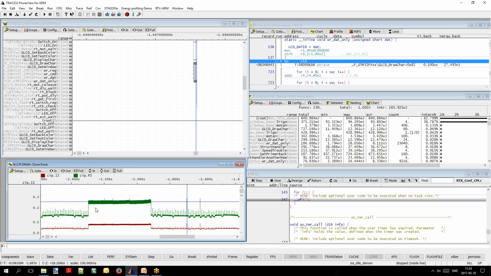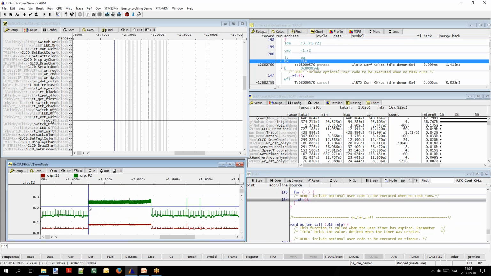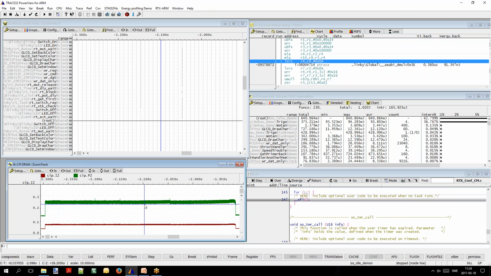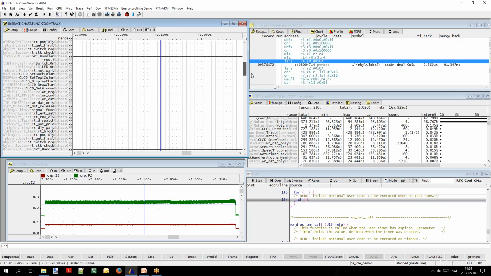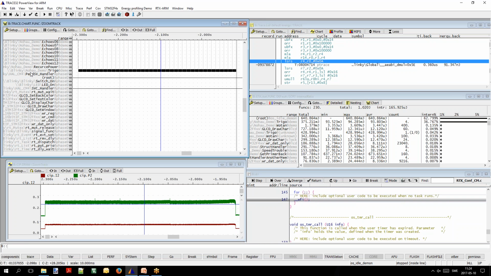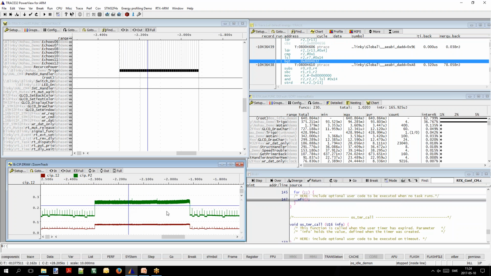Then as you can see, I have a quite large power peak here. This takes around 380 milliseconds, and as I suspect, this is the trigger function which is causing this large power peak. Okay, so then I know why I have the different power peaks and what causes them.